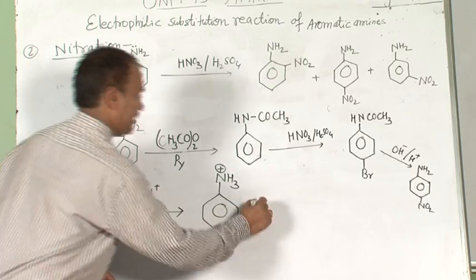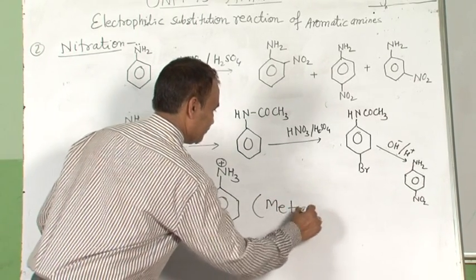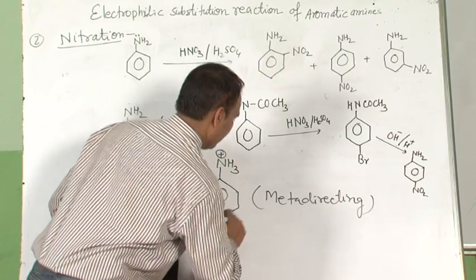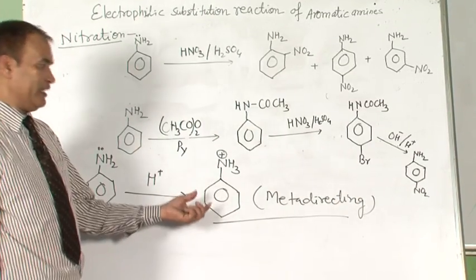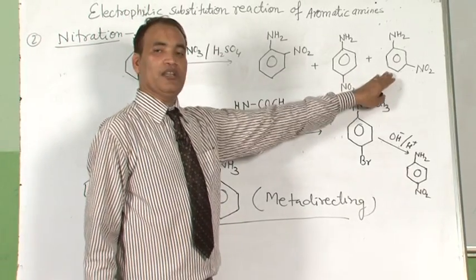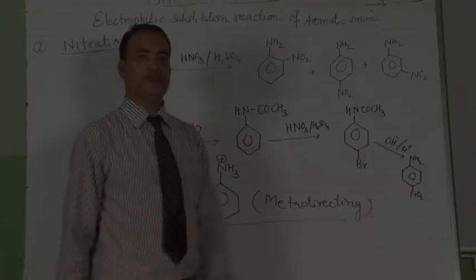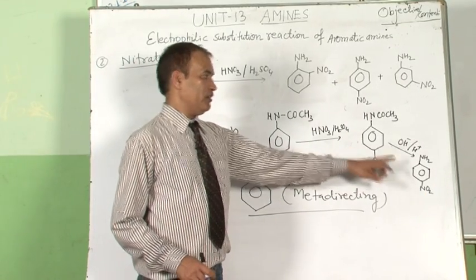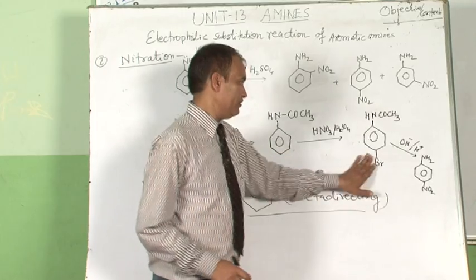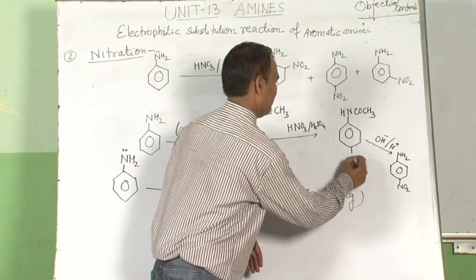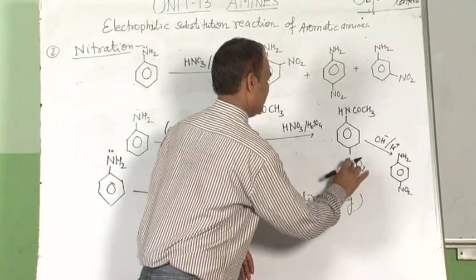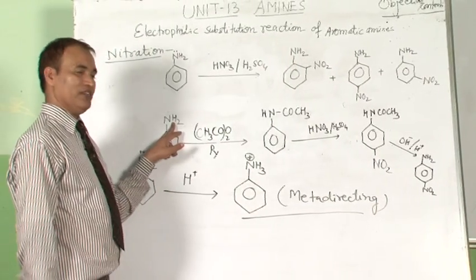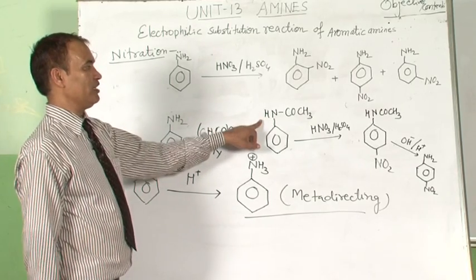Since it is meta-directing in nature, due to this meta-directing nature, we get the meta product also, that is meta-nitroaniline. So again, to get para-nitroaniline, this amino group is protected. Further, it is protected by converting it into acetanilide.